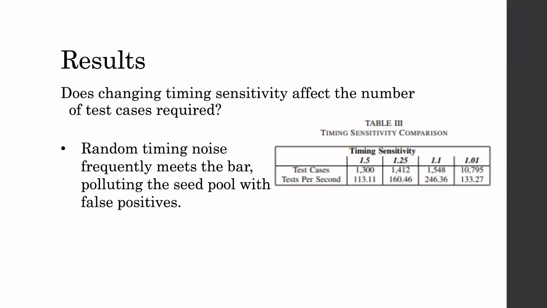This was because at 1.5, 1.25, 1.1, with 1000 microsecond delay, it was very obvious to tell when a new code path was taken. And so, with higher timing sensitivities, it is far less likely to detect non-new code paths, just random variances, as new code paths. So it doesn't get lost, it keeps on track. But at 1.01, any random timing noise would meet the bar of the threshold. And so the seed pool would just get completely filled with false positives.